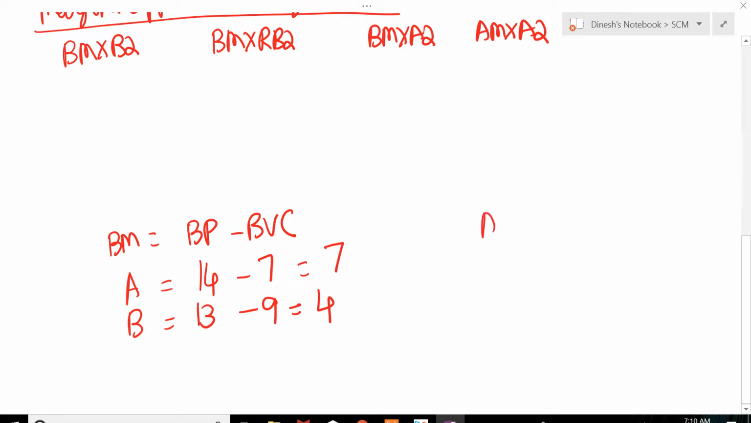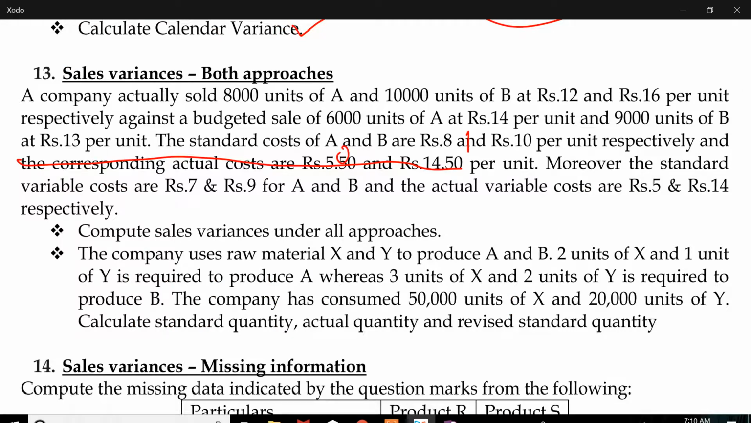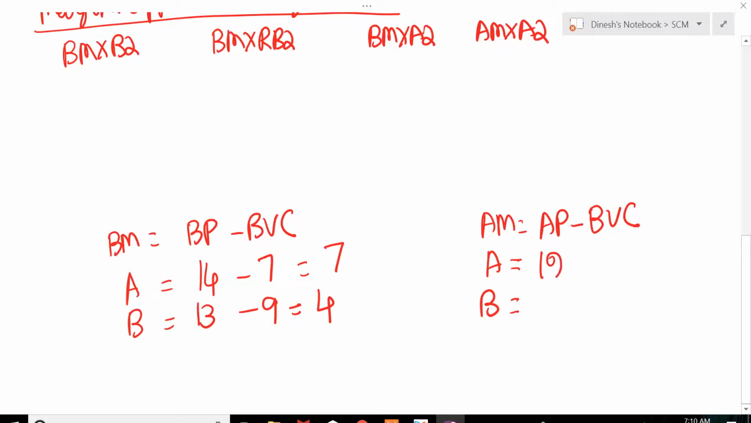AM equal to actual price minus budgeted variable cost. Actual price is how much? 12, 16. Seven, 4, 5, 7. That's all. You fill it in the table, you will get to the solution.